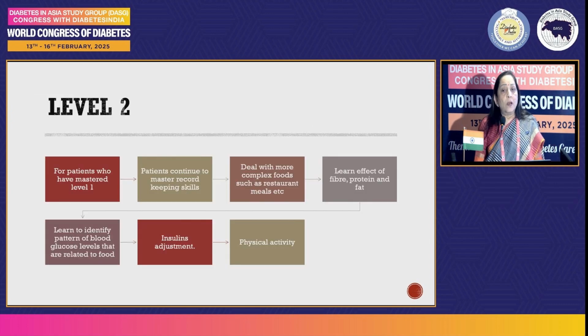Now level 2. When patients complete level 1 and have mastered it, they continue to master record keeping skills. That is the most important. You have to tell the patient to keep all the records, the food diaries, of which food they have eaten. They do self monitoring, deal with more complex foods such as restaurant foods, learn the effect of fiber, protein and fat, and learn to identify the pattern of blood glucose levels that are related to food, insulin adjustment, and physical activity.